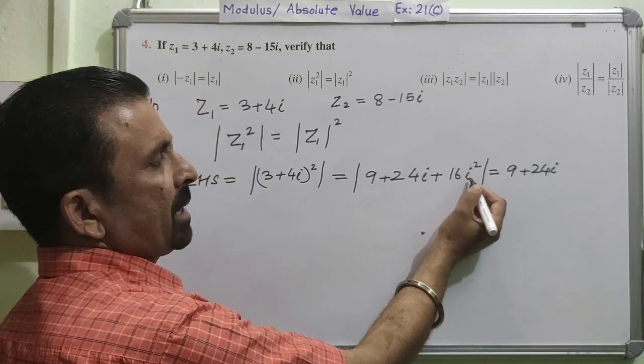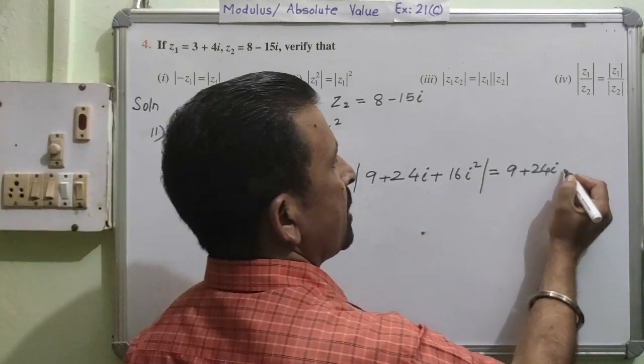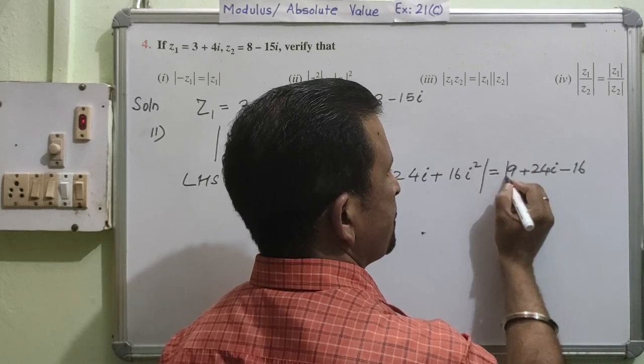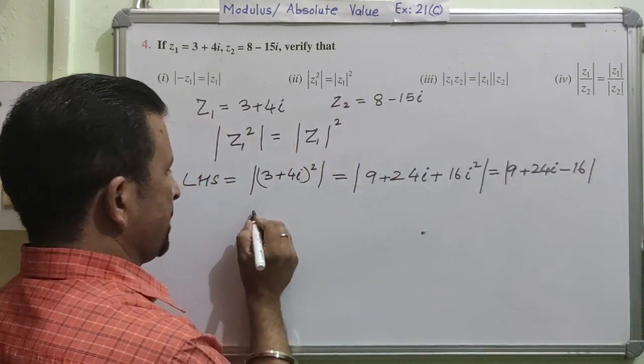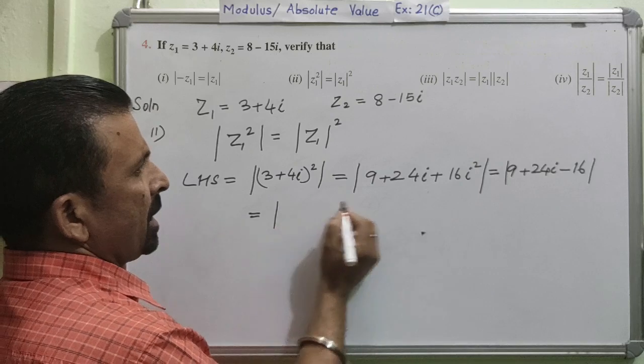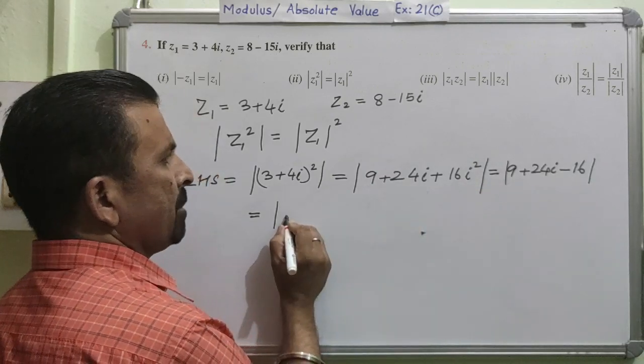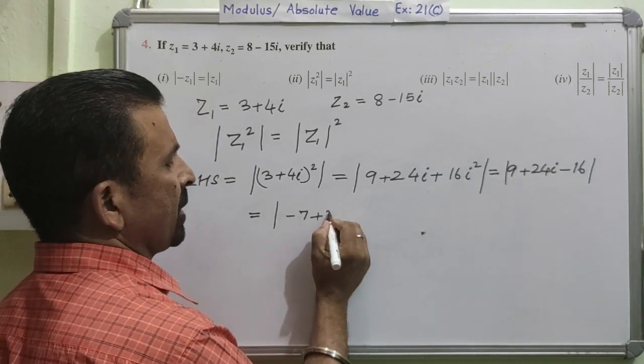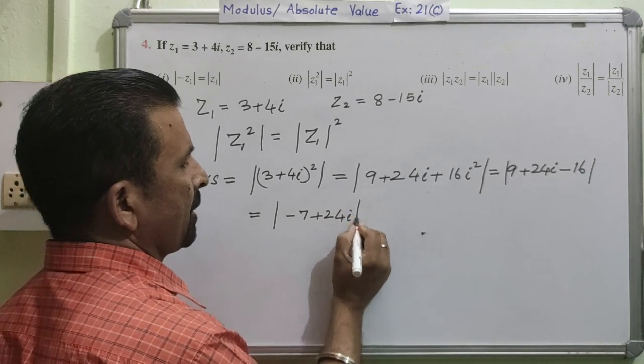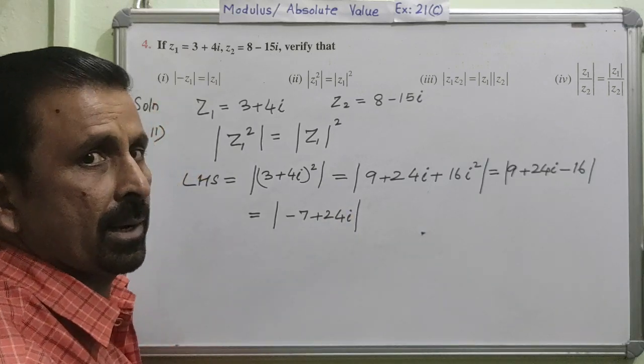Now when we simplify, 9 stays as it is, then 24i, and then i square is equal to minus 1. That means minus 1 into 16 will become negative 16. So finally our complex number is coming as modulus of (9 minus 16, which is minus 7) plus 24i. Now we have to find the modulus of this one, right?